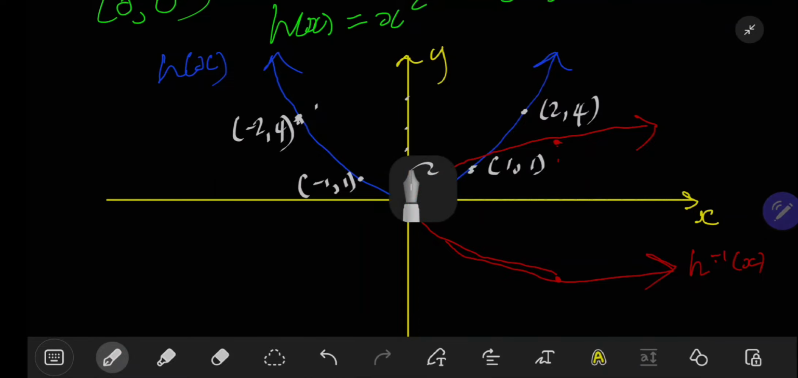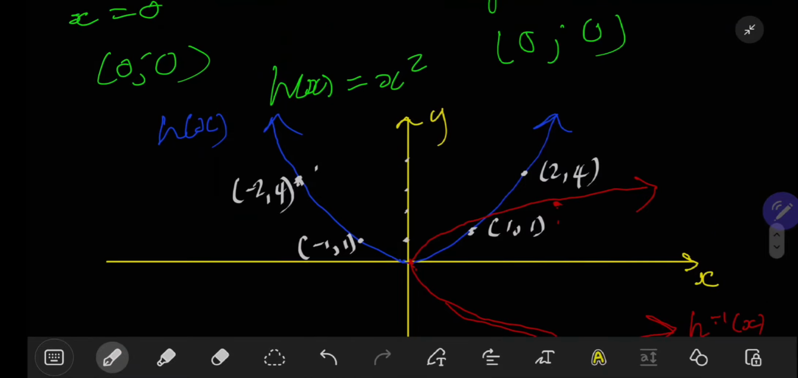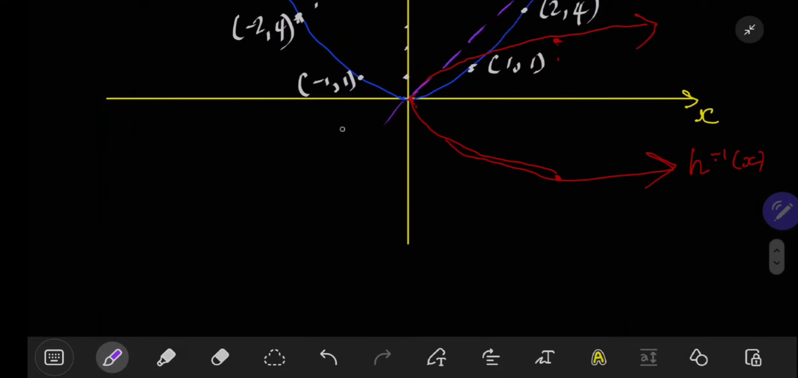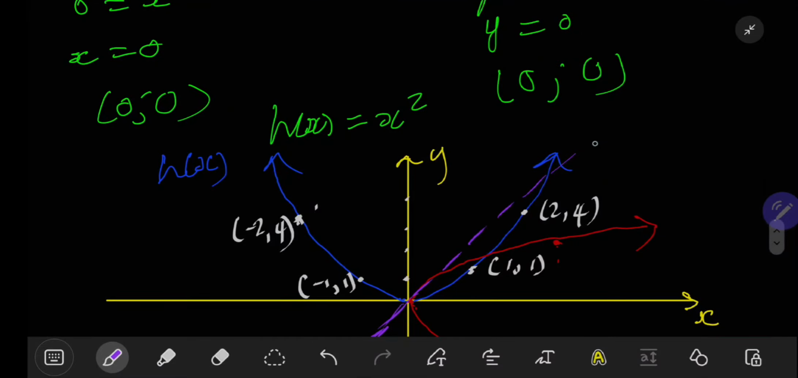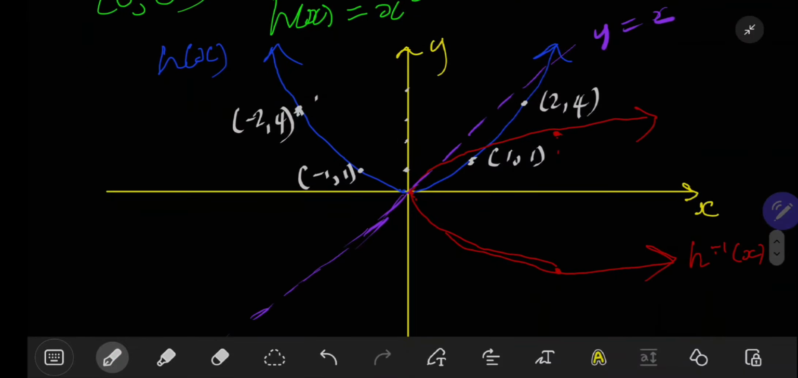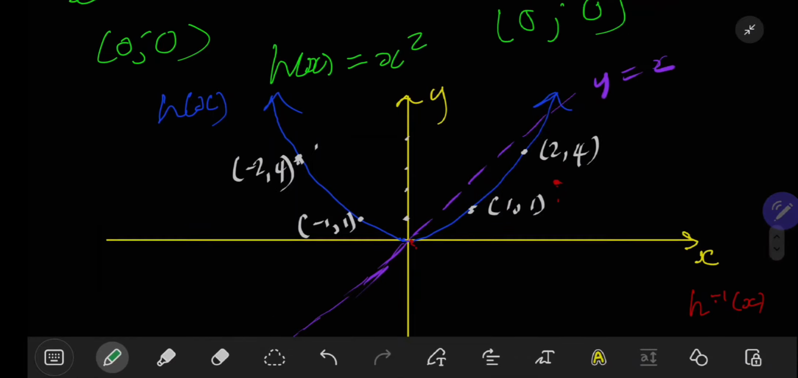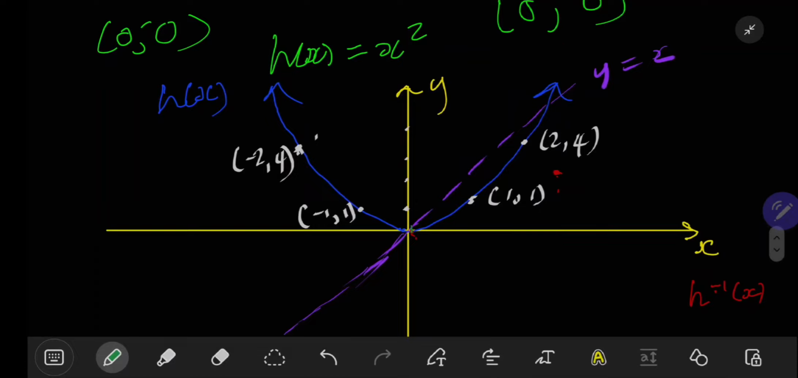So did we really reflect the graph about the line y is equal to x? So our line y is equal to x is a point here. That is our line y is equal to x here. So this purple line is y is equal to x. Then if I do this, let me do this. Let me redraw our inverse graph. It will be something like this.